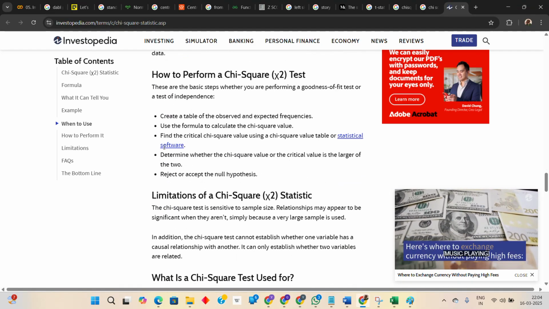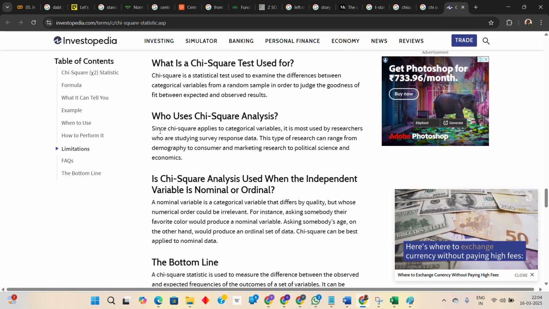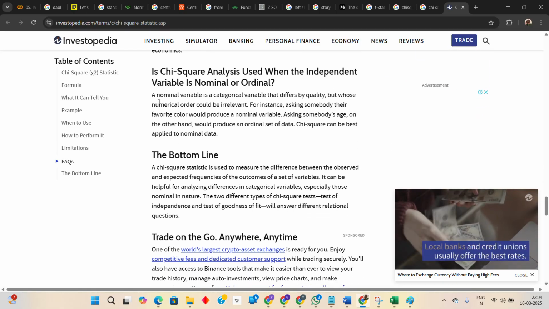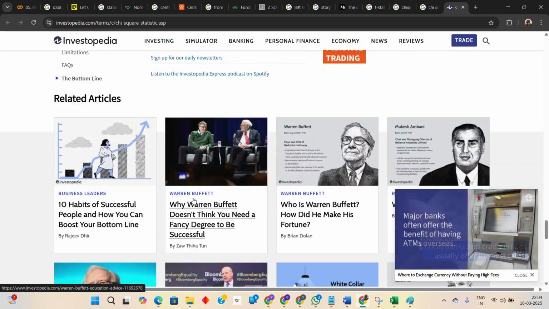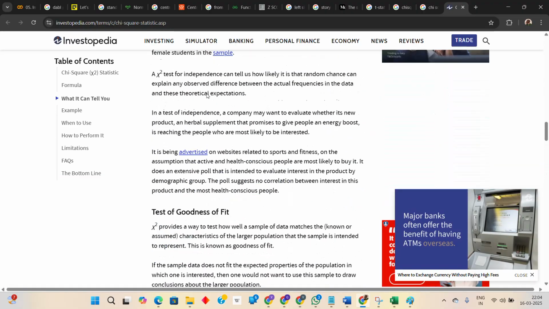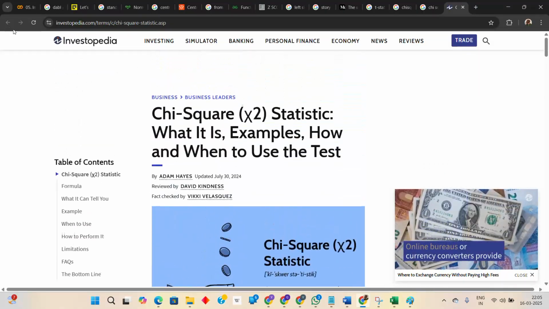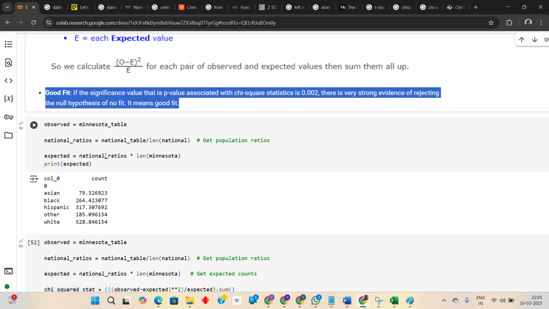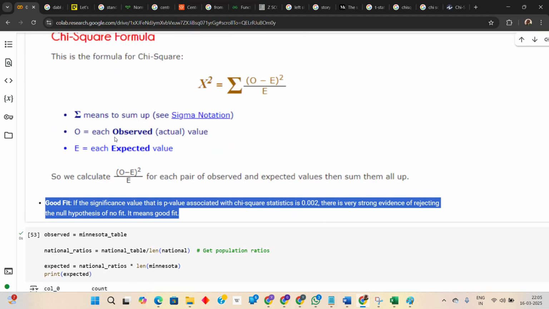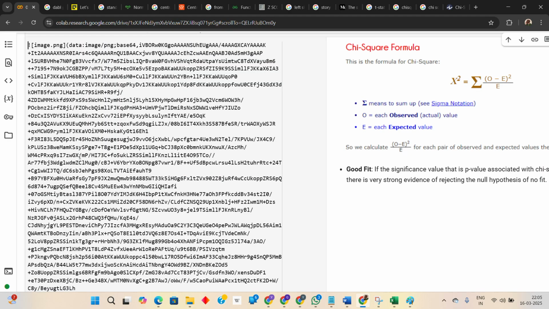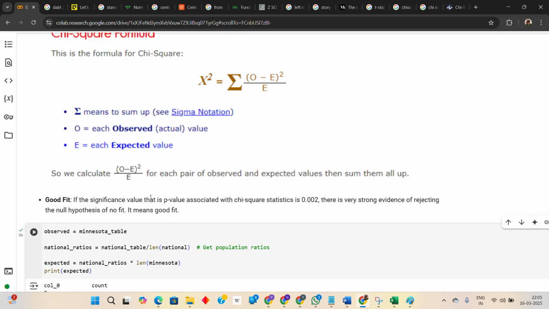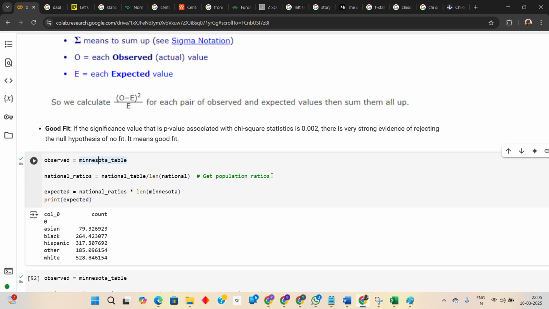Let me show you. Where is that one? Okay, no problem. I will provide you that conclusion document that will help you understand in reality how to really check whether it is a good fit. For a good fit, we have to calculate the p-value, which is nothing but the significance value. If the significance value associated with the chi-square test is 0.02, then we reject the null hypothesis, and that is the good fit.